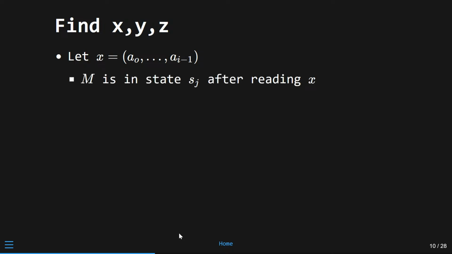We note that our machine is in state S sub j after reading x. Why is that? By definition. We set S sub I and S sub j to be the state that our machine was in after reading I and j letters, respectively. And then we picked I and j such that this machine was in the same state. And we did that by having a long enough string that we had to repeat a state. We're going to let y equal the string from a sub I to a sub j minus 1. This is the string in between the two repeated occurrences of one state.